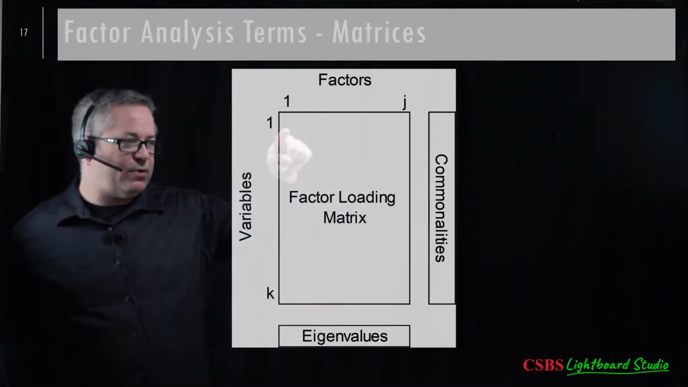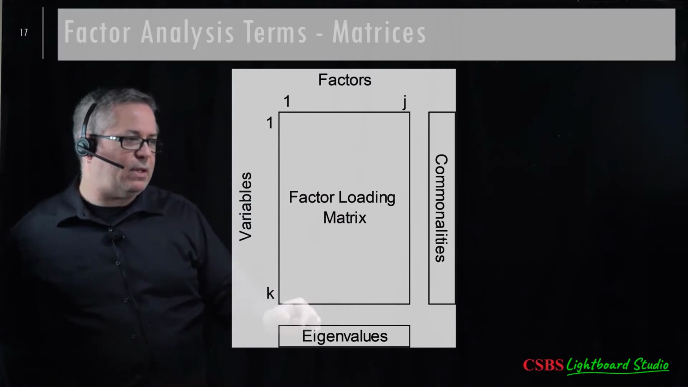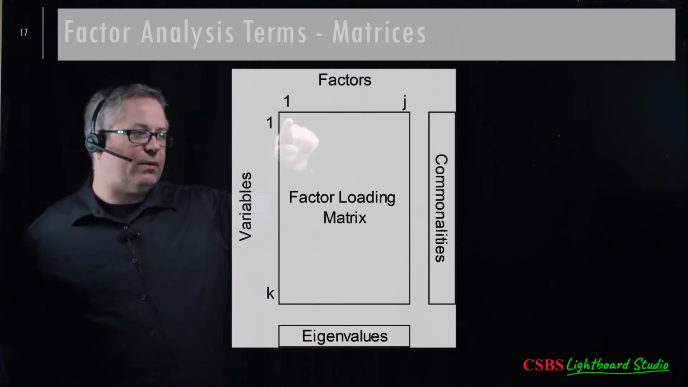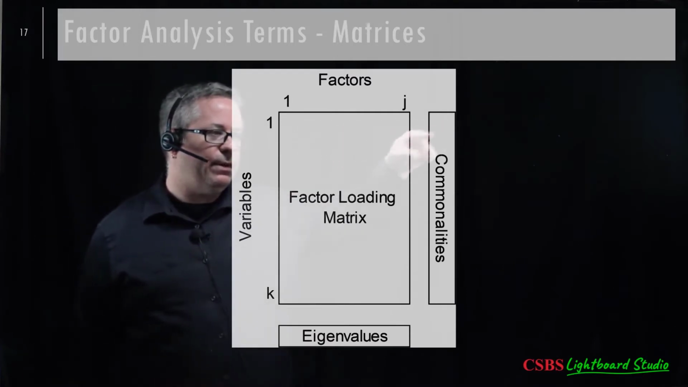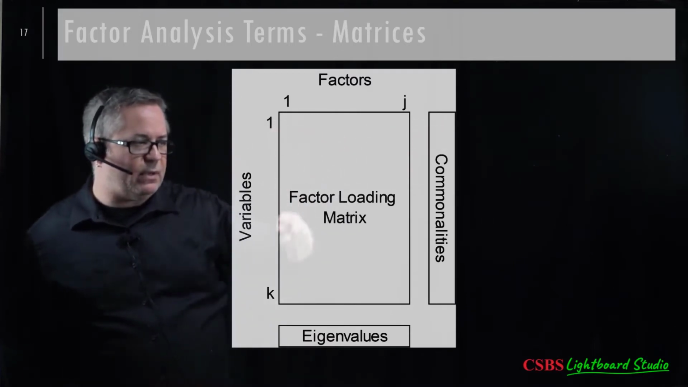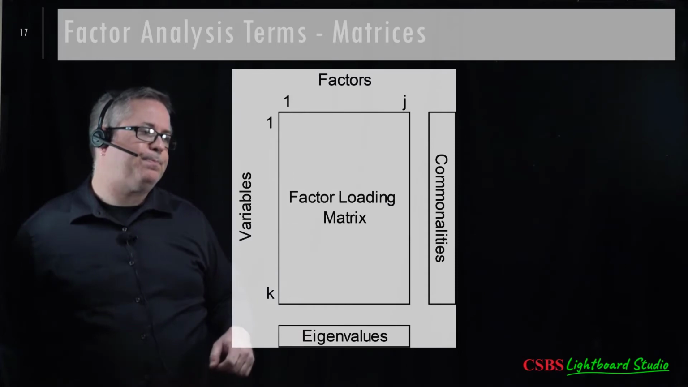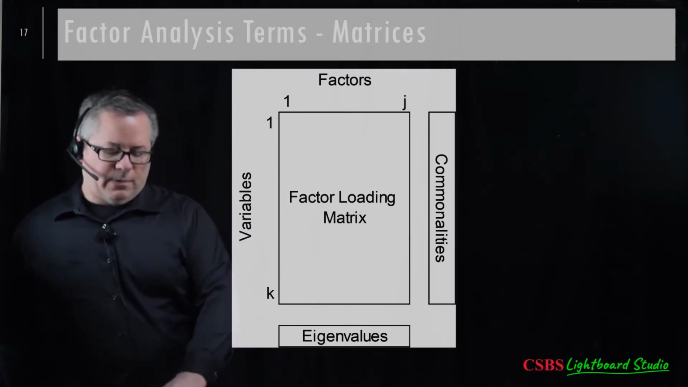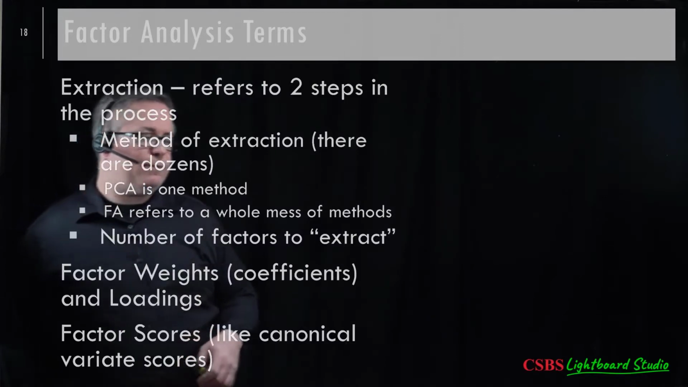Going this way, this tells you the total amount of variability that factor is explaining in the data. So this is about the amount of variance in the item. These are about the amount of variance in the factor.